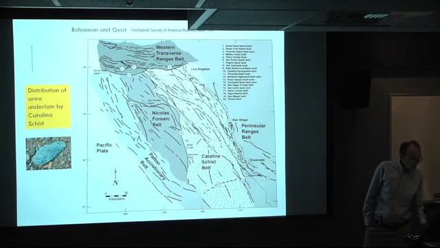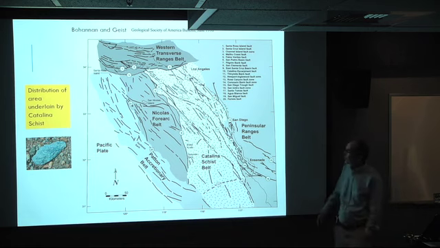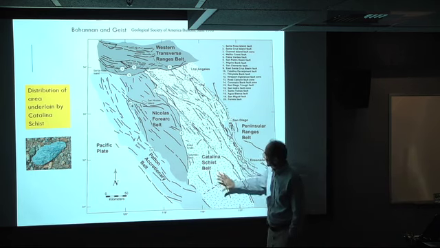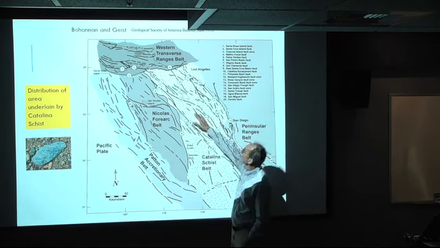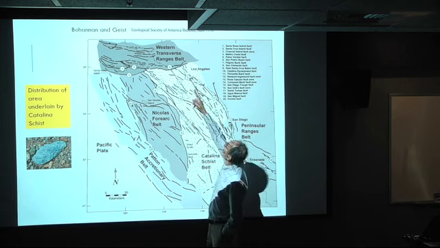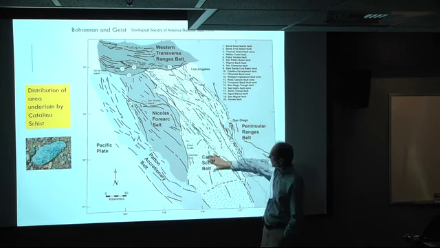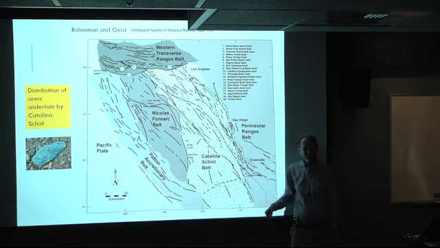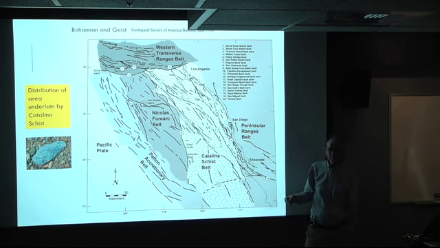All right, so they've done mapping of this Catalina schist, and they think it forms a whole belt. Here's the island of Catalina. Here's Palos Verdes up there. So they think this whole area, if you drilled a well down there, you'd find Catalina schist eventually.